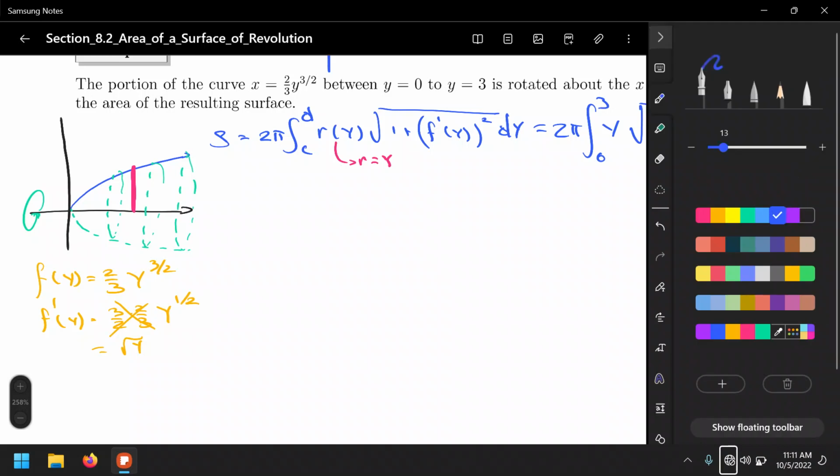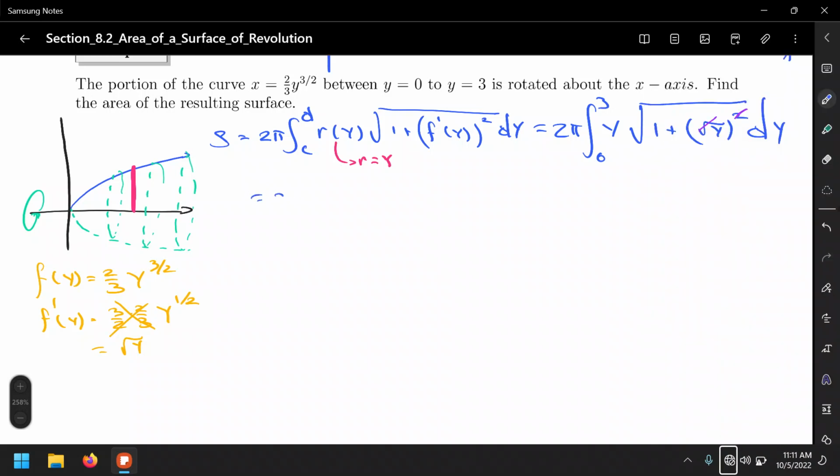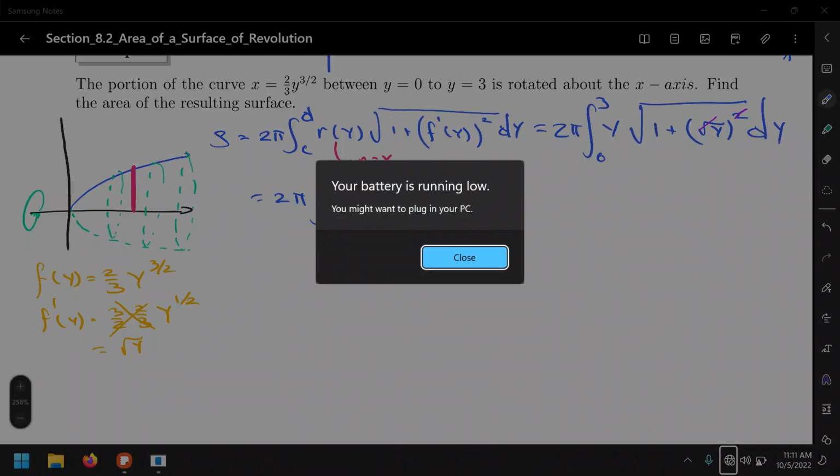And what else? So let's write what we are left with. That's 2 pi integral from 0 to 3 of y root of 1 plus y. Alright, so let's talk about this integral. Every time we want to use the method of, what's that? The method of substitution.